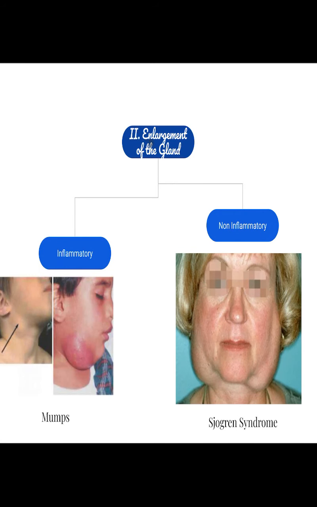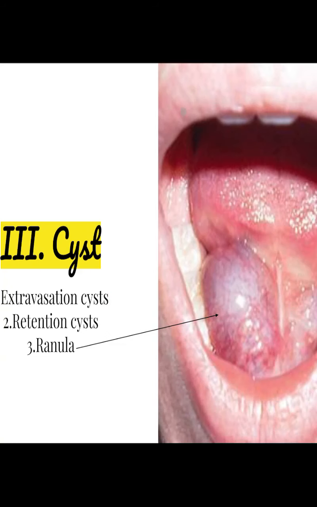We have enlargement of the gland. We have non-inflammatory, such as Sjogren syndrome, or inflammatory, such as viral, bacterial, allergic. We have the mumps. Category number 3, which is cysts. We have extravasation cyst and retention cyst. And we have a ranula as well.